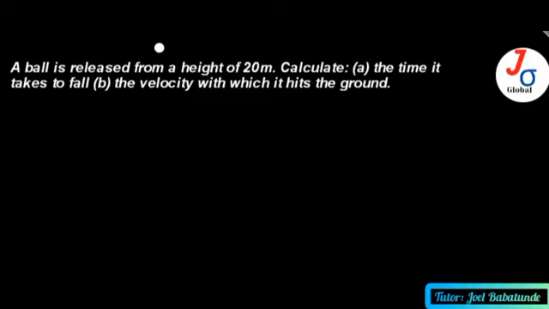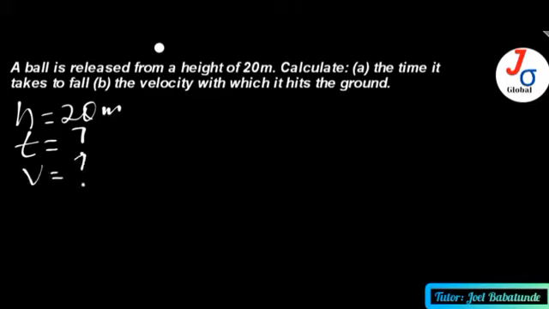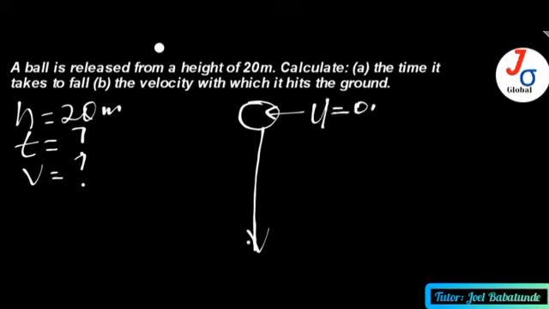Now, the first thing we were given was the height, that the height is equal to 20 meters. Calculate the time t it takes to reach the ground, and calculate the velocity at which it hits the ground. So you have this ball released from a height. That means when it was released, just immediately when it was released, it started with an initial speed of 0 meters per second, because that's the starting point. So it's at rest just before it starts to move.